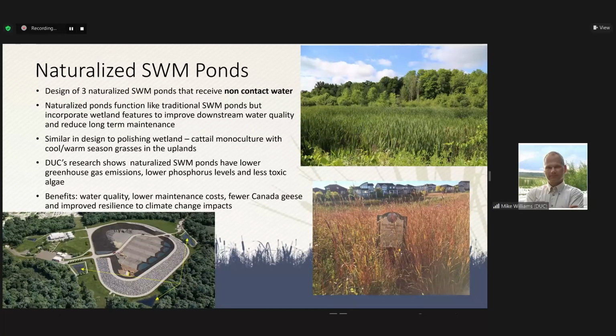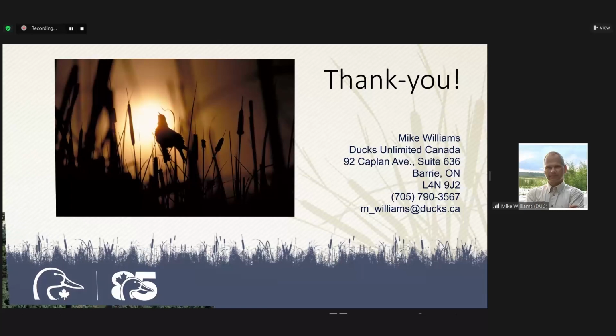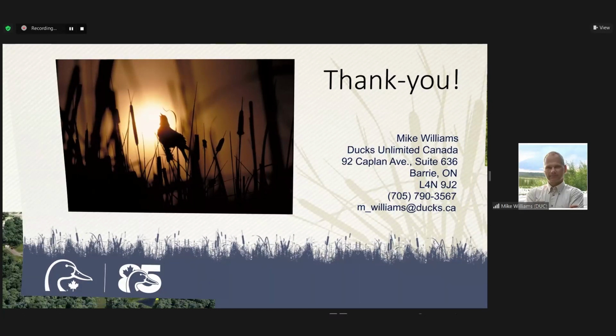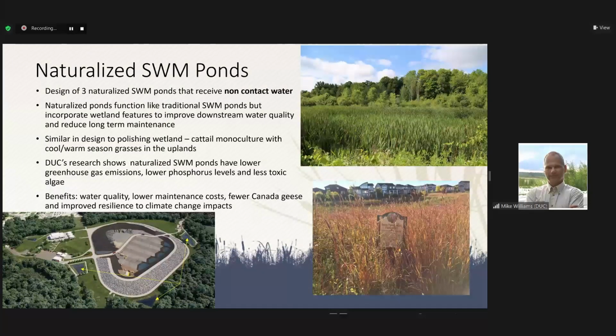We know these systems work based on recent DUC's Unlimited research that compares traditional surface water management ponds to naturalized systems. Our research shows that naturalized systems emit less greenhouse gas, have lower phosphorus levels, and have healthier aquatic ecosystems than traditional surface water management ponds.